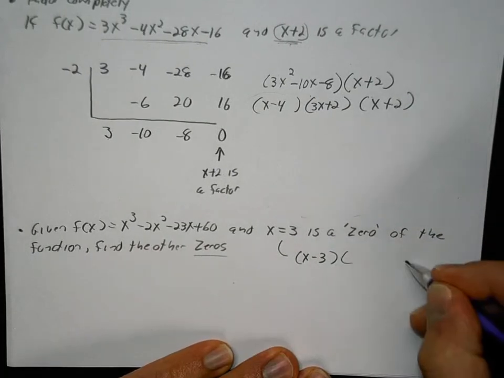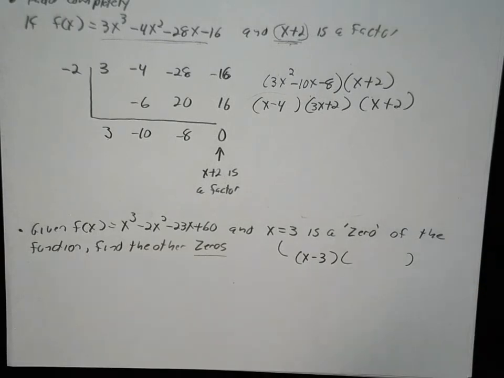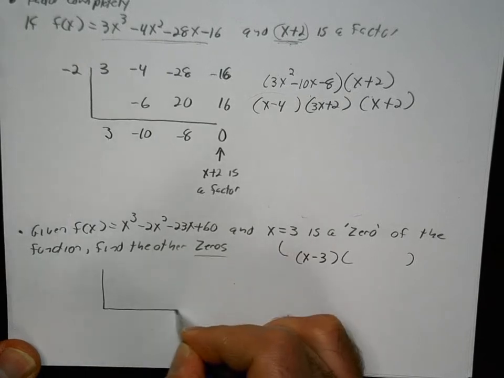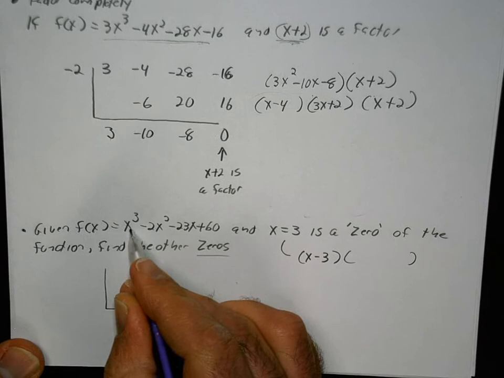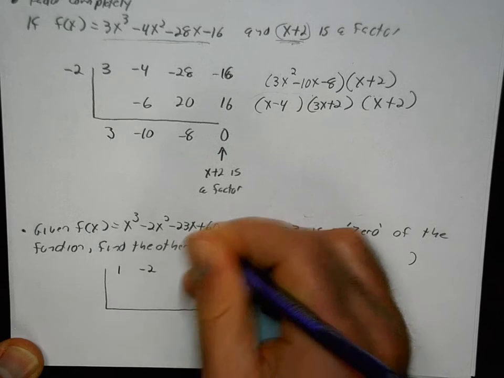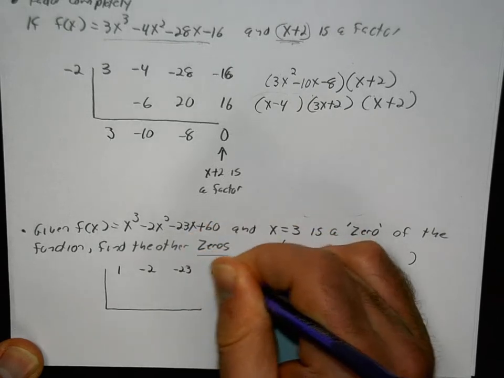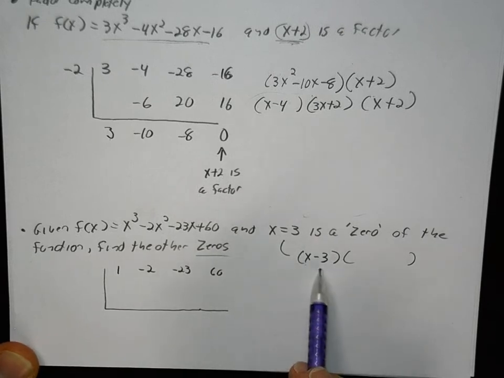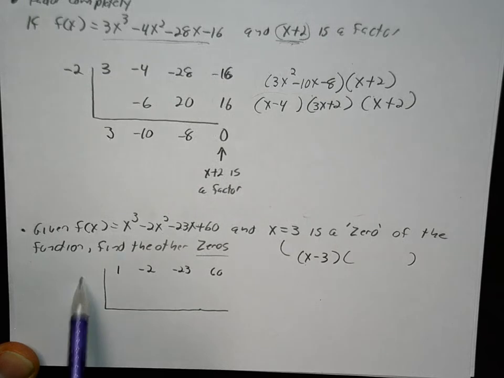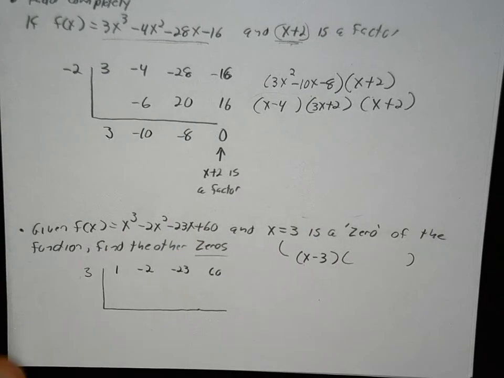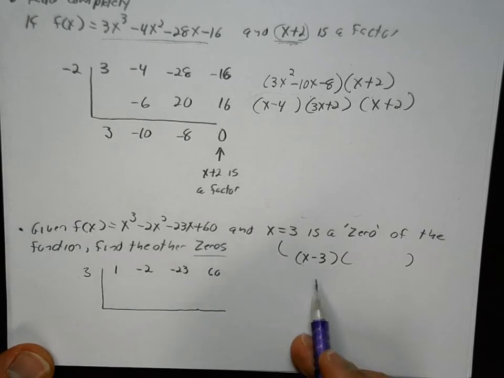x minus 3 times something would factor this out. So I'm going to factor it using polynomial long division. Okay, so I get a cubed, a squared, an x, and a constant. So it's a 1, a negative 2, negative 23, and 60. x equals 3 is a solution. x minus 3 is a factor. So what number do I put out here? It's what makes this 0. It's the actual 0 that I put here. So it's 3. It's the actual number there. Okay, so make sure you get that right.